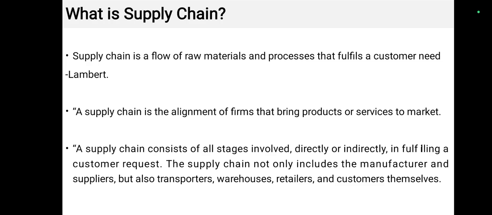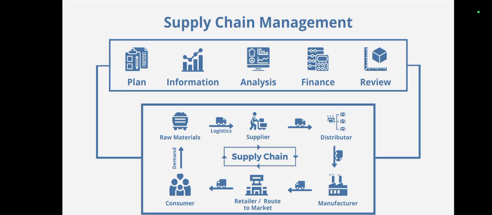It starts from the point of origin. The point of origin is nothing but the raw materials supplied by the farmers or through the suppliers, till it reaches the point of consumption. That is called a supply chain. In the diagram, in the down part, it starts with the raw materials, then the supplier, then it reaches the manufacturer, then the distributor, then the retailers, then the consumers. This is how the supply chain works.